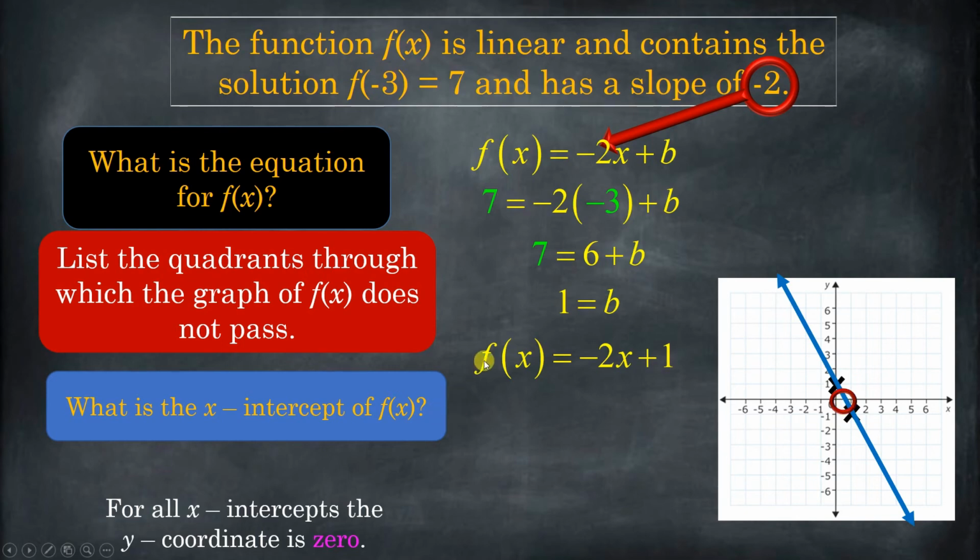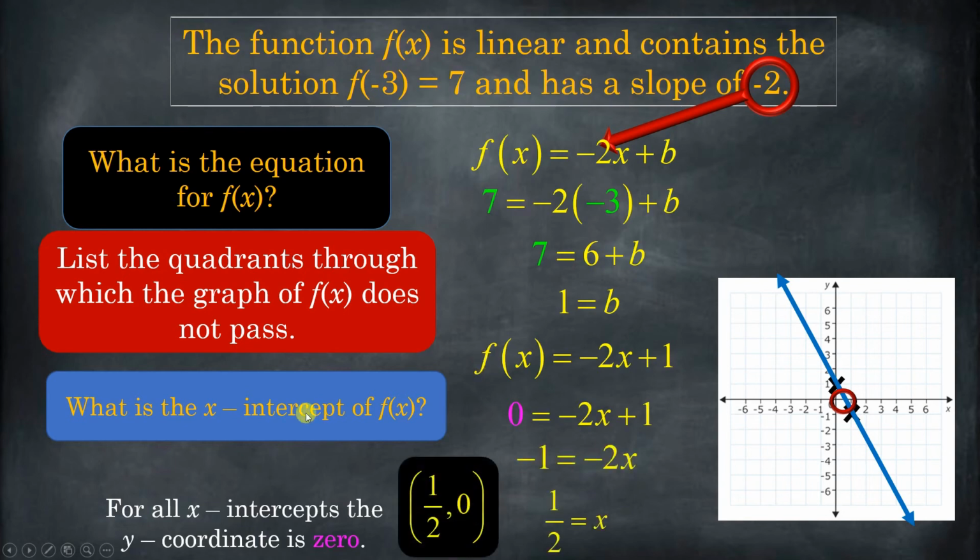Y will be 0. So I have to replace this with 0 right here. Do you see? And then just solve for x, and you're going to get positive 1/2. So the coordinate, because the x-intercept is a coordinate, it's 1/2, comma, 0. Right? So the x-intercept is 1/2, comma, 0. Boom, done. All right, now, trickiest one.